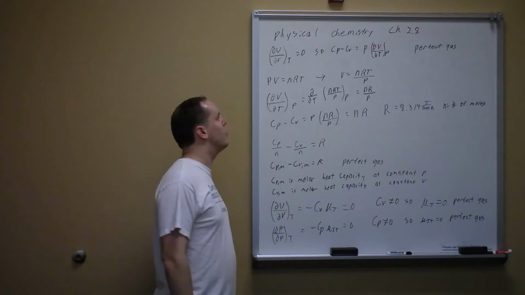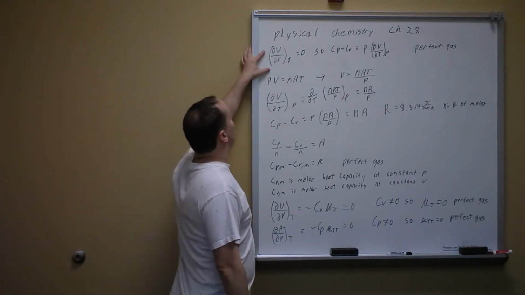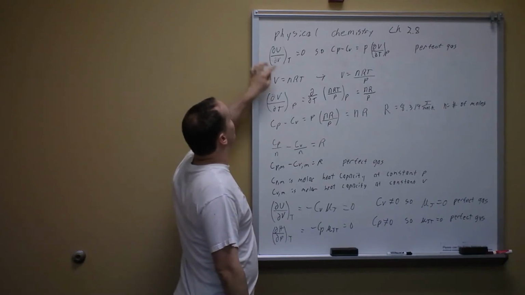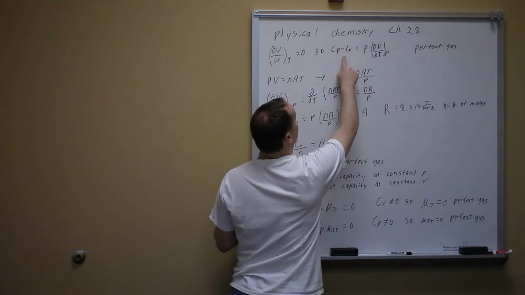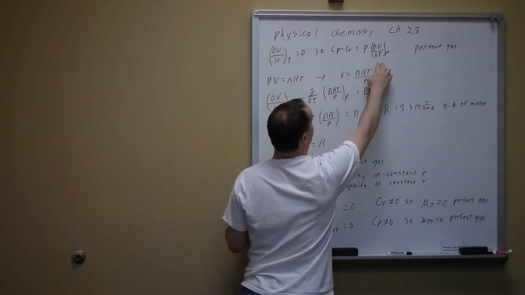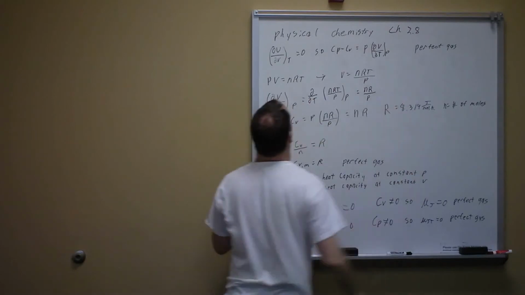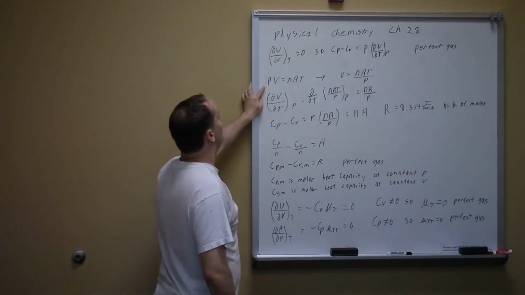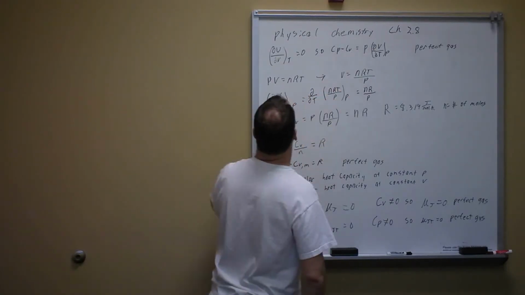Continuing on, physical chemistry, chapter 2.8. So we know that the derivative of internal energy with respect to volume at constant temperature is equal to 0. So we know that Cp minus Cv is equal to pressure times the derivative of volume with respect to temperature at constant pressure for a perfect gas. Now we also know a perfect gas obeys PV equals nRT. So if we solve for V, we get nRT over P.